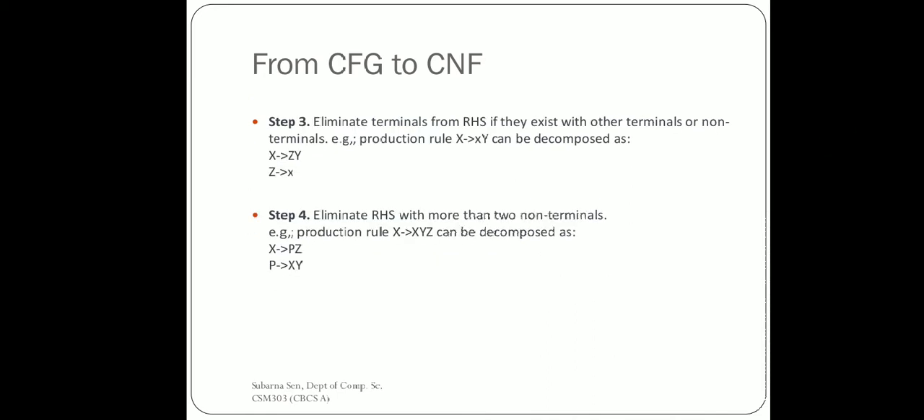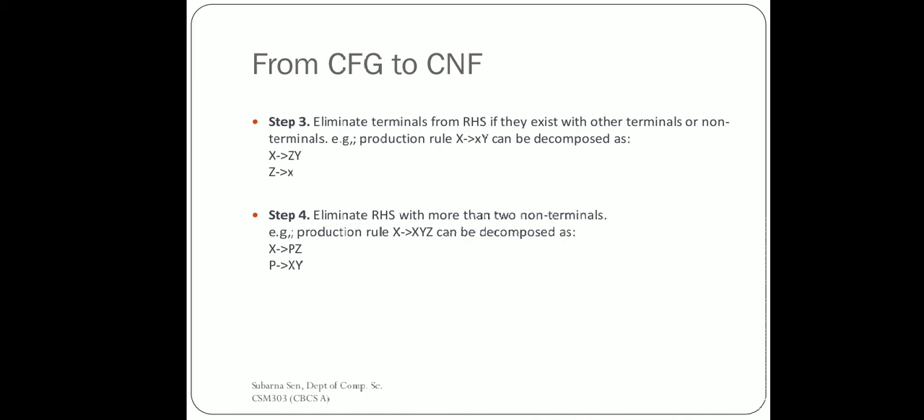What step 3 is saying: eliminate terminals from the RHS if they exist with other terminals or non-terminals. That is, if the production is like this, capital X is deriving small x and capital Y. Here small x is the terminal and capital Y is a variable. So we know that the accepted form is one variable can derive two variables, or one variable can derive a single terminal. So we have to convert it.